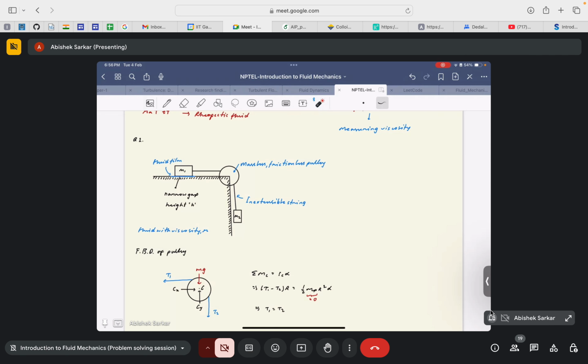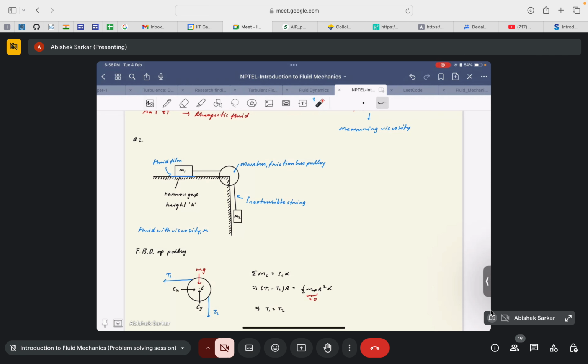Since the lower surface is at 0 velocity, the fluid molecules at the lower surface have 0 velocity, and since mass m1 is moving with velocity v, the fluid molecules attached to this mass m1 will have a relative velocity of v with respect to the molecules that are attached to the lower surface.